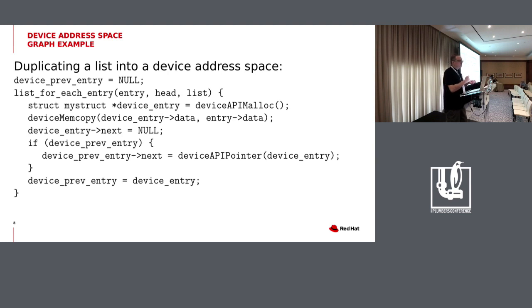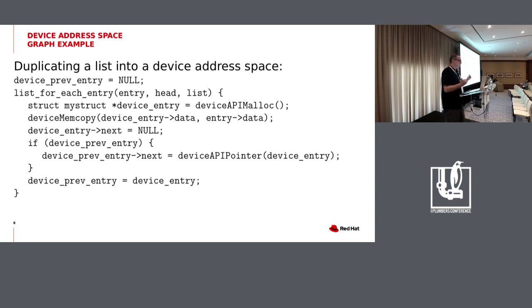Then you initialize the next pointers of your singly linked list. If you're not the first node in the list, then you know there was a node before you, and you need to set the next pointer of the previous node, but you need to use the device pointer, not the CPU pointer, so you have to get the device pointer from that. It's a singly linked list and it's already a lot of code, and if you have to do that for a graph or any other complex data set, it's really, really error-prone.